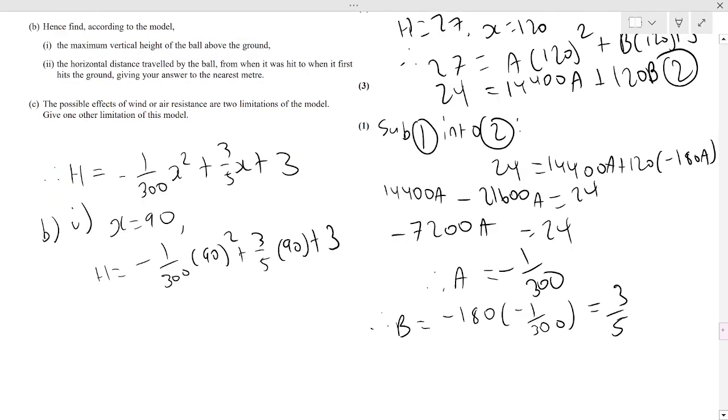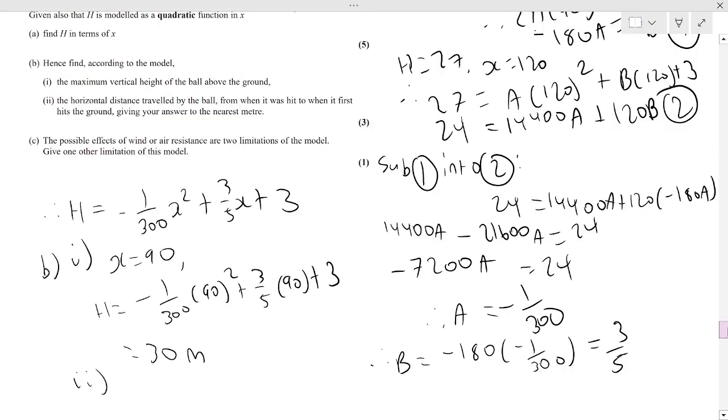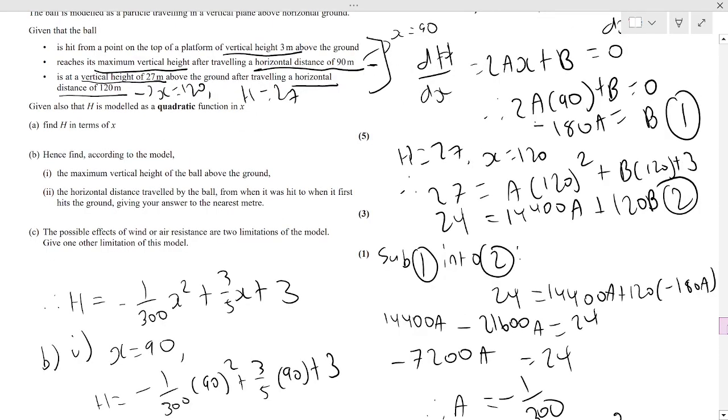And that will be 30. Quite a nice number. There we go. 30 meters. Okay. And then the second part says the horizontal distance travelled by the ball. So horizontal, remember, is x. When it was hit to when it first hits the ground.